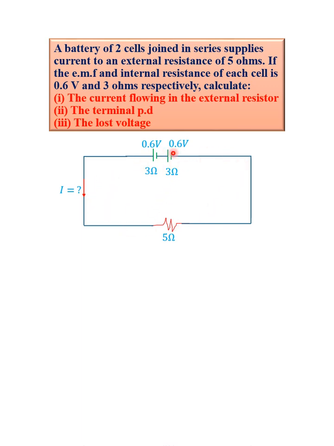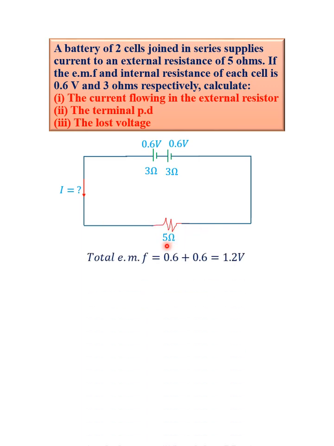So we have a battery that has two cells. Cell 1 has 0.6 volts, cell 2 has 0.6 volts to form the battery. Each of the cells has an internal resistance of 3 ohms each. So we've represented the battery like this in our circuit diagram. The battery produces the current or the voltage across the external load of 5 ohms. The current flows in this direction through the external resistor. We are told to calculate number 1, the current flowing through this external resistor of 5 ohms.